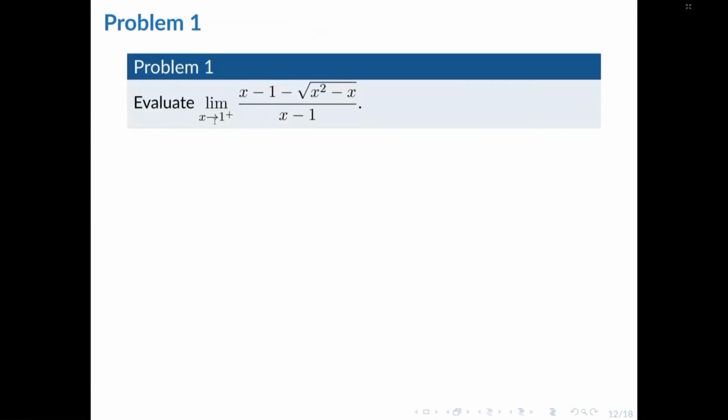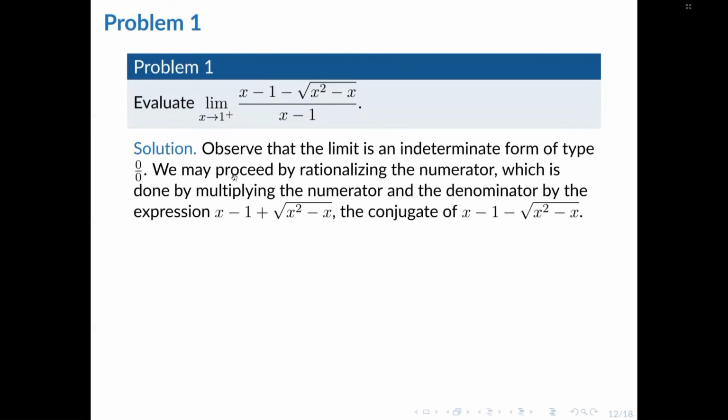So for the first example, evaluate the limit of x minus 1 minus the square root of x squared minus x, all over x minus 1, as x approaches 1 from the right. You can try direct substitution, but the resulting limit would be 1 minus 1 minus the square root of 1 minus 1, all over 1 minus 1, which is 0 over 0. So that is an indeterminate form.